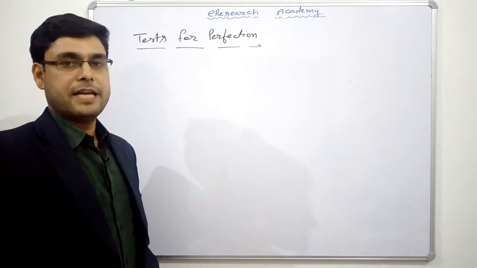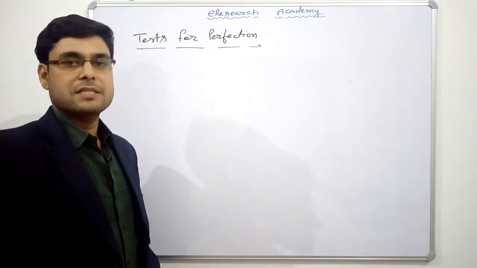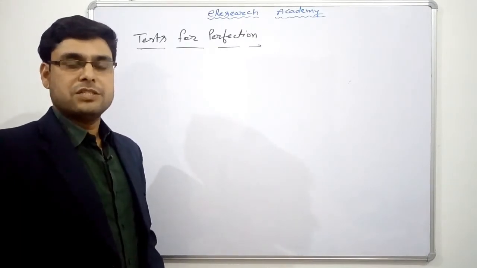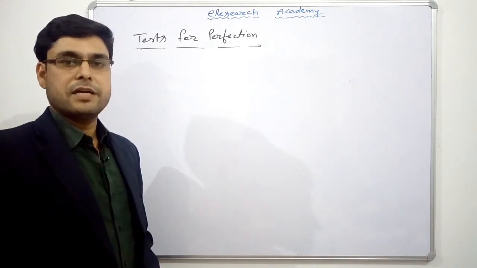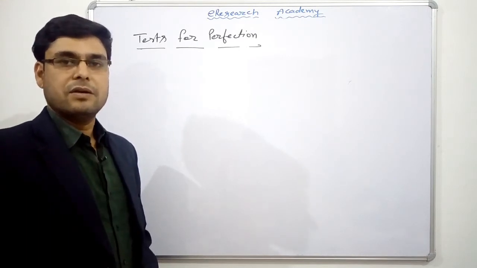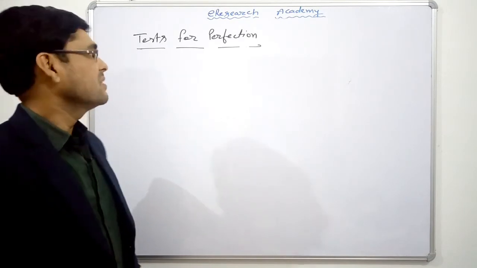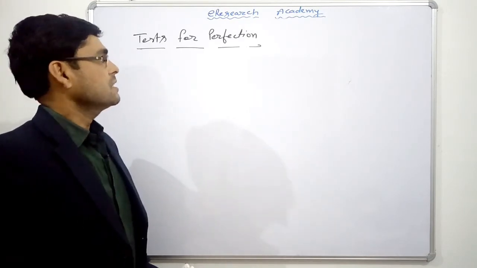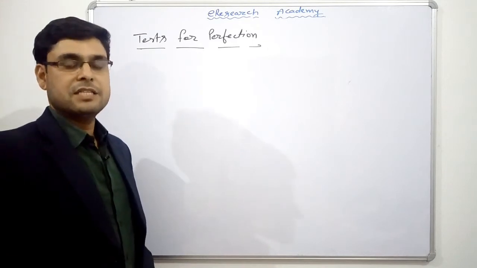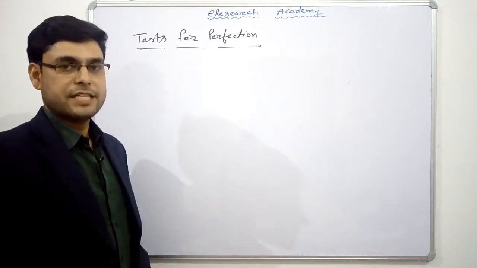Today we are going to discuss the test for perfection, a topic under index numbers. As of now, we have discussed various methods of constructing the index number under the price index, quantity index and value index. So now we are testing the perfection of the methods used in constructing the index number.